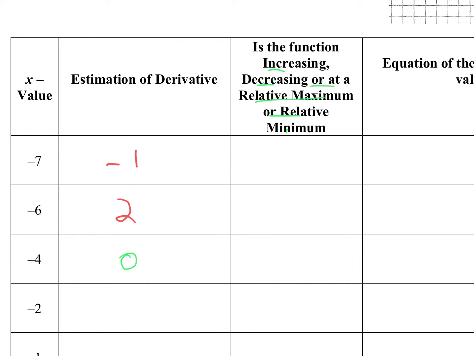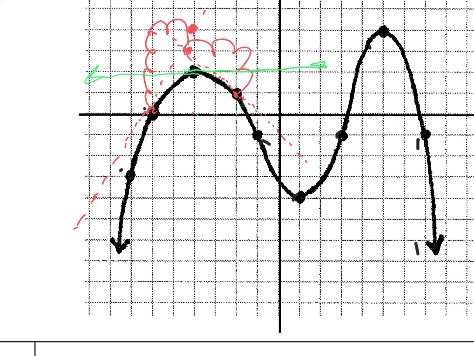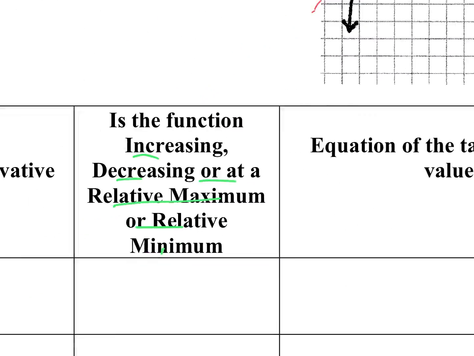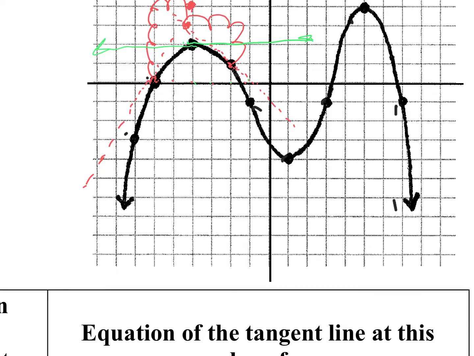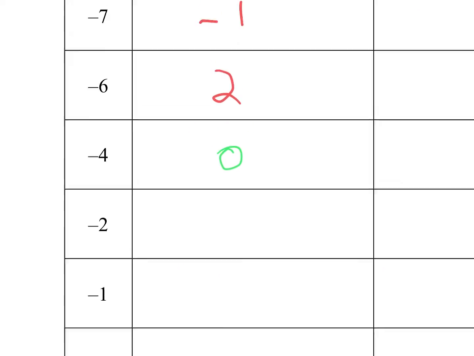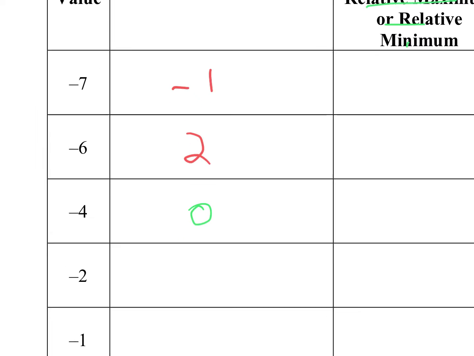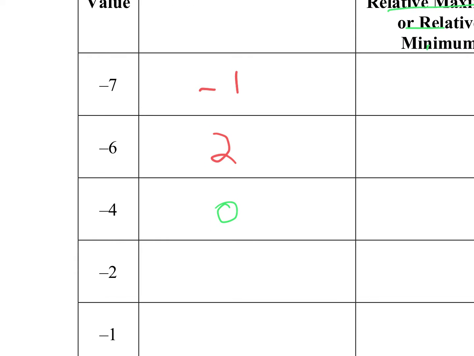So then what we want to talk about is whether the function is increasing, decreasing, or at a relative max or relative minimum. So go back and look at it, negative 1. At the negative 1, oh wait, did I do a negative 1? You put it for negative 7. Oh, I did a negative 2, didn't I? Is that even on the chart? Okay, let me change those numbers up.